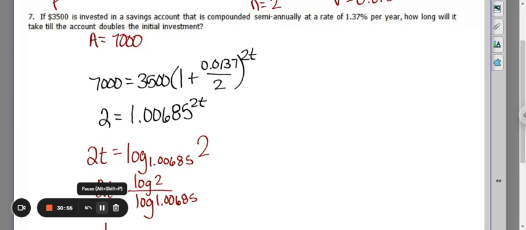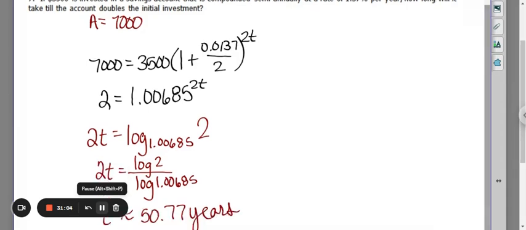And t is approximately 50.77 years. So being watchful when you round, when you don't. Again, usually you'll just want to keep that value going in your calculator and always use that previous answer.